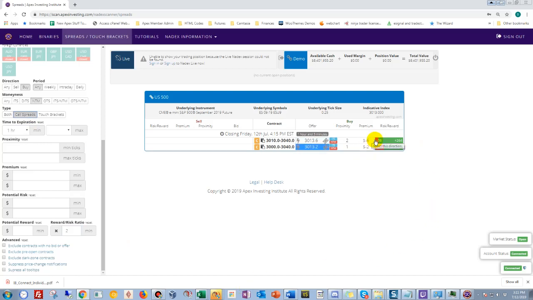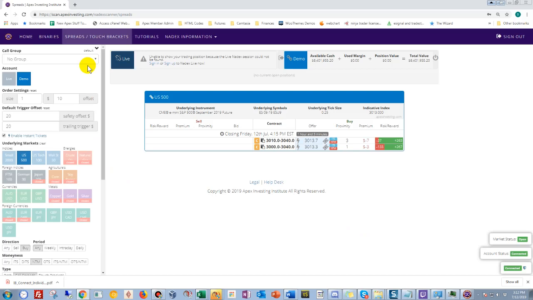So I'll take the $36 one over the $132 one. There's only a few dollars difference in the premium, and I have a lot more potential profit, or at least compared to the risk that I'm risking. Not the same profit, but a lot less risk. So that's all there is to the spread scanner.